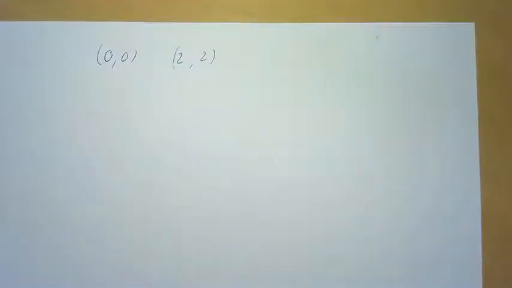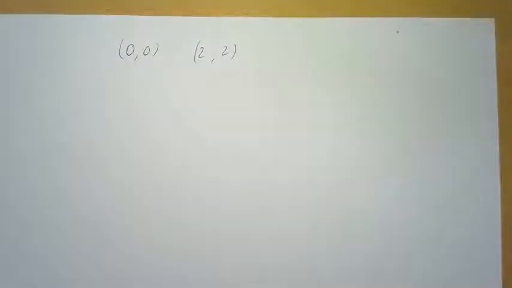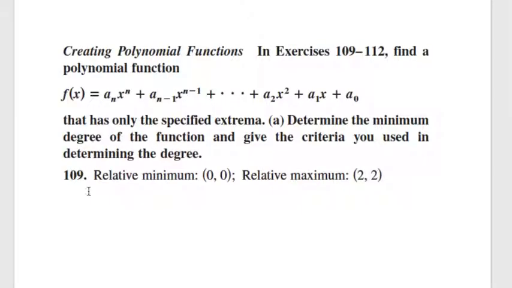So in this exercise, we are looking for a polynomial that has the specific extrema that are given. In exercise 109, we're looking for a polynomial that has a minimum at 0, 0 and a maximum at 2, 2. Question A only asks us to determine the smallest possible degree of the function. So what is the smallest polynomial that can have a minimum at 0, 0 and a maximum at 2, 2?